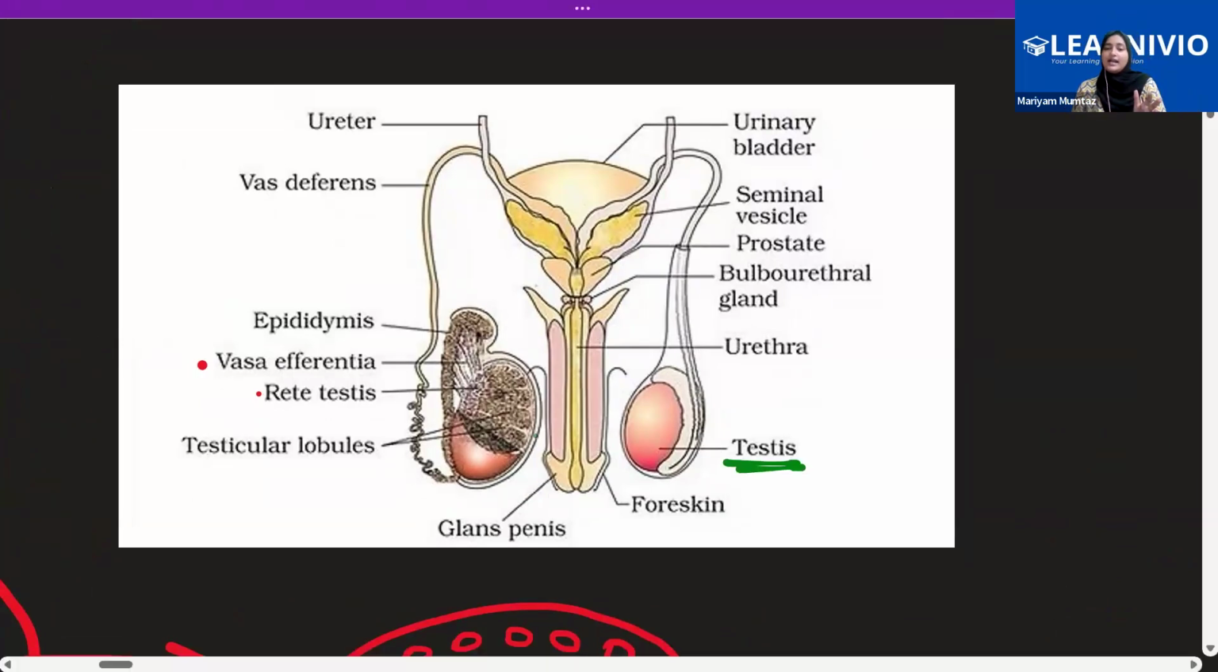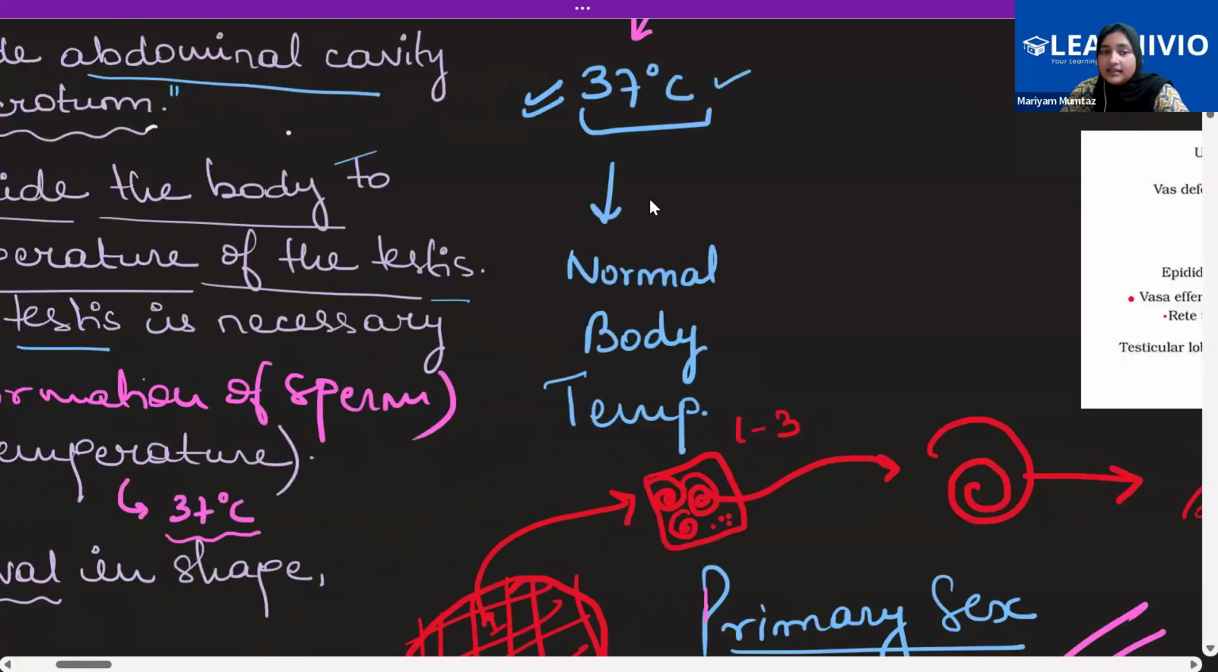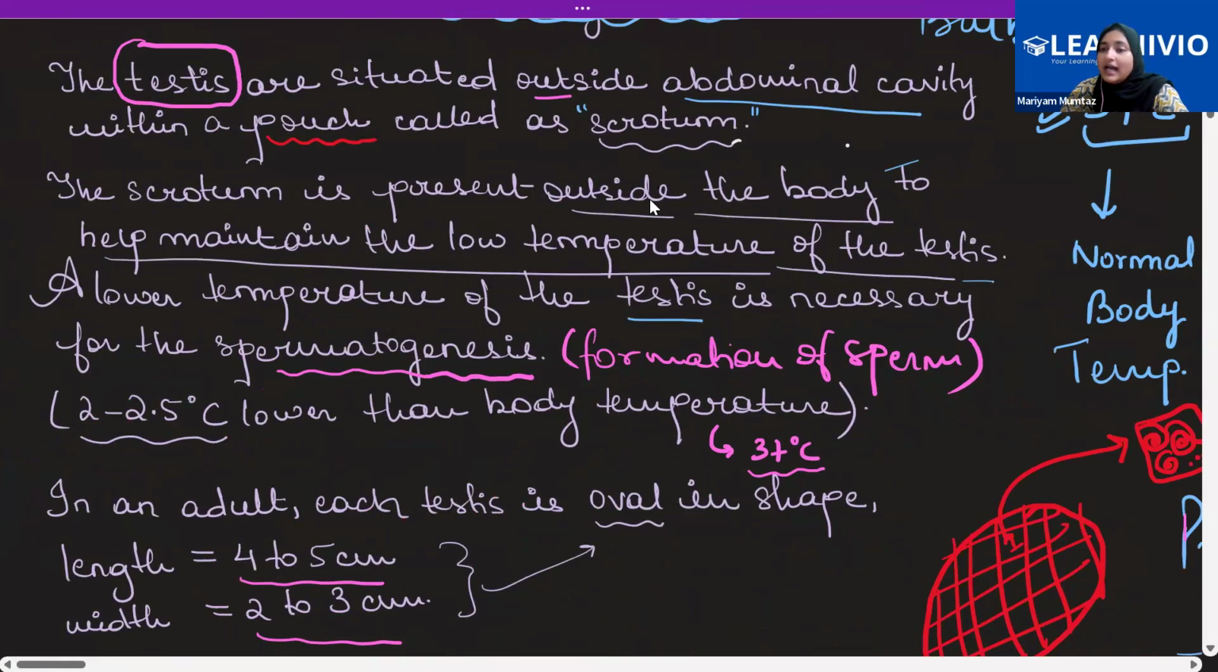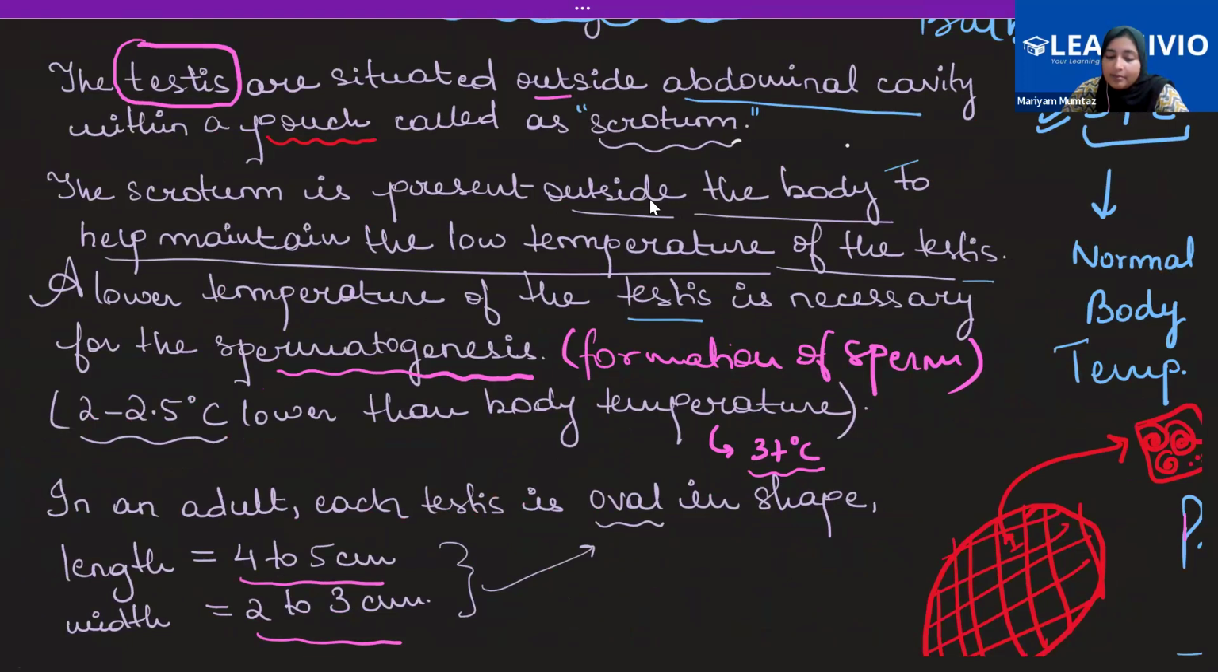Now, the thing is that the testes, being the primary sex organ, are not found inside the body. Rather, they are found outside the body, situated outside the abdominal cavity, inside a pouch-like structure called the scrotum. But the question comes along, why? Why is it situated outside? There must be some reason.